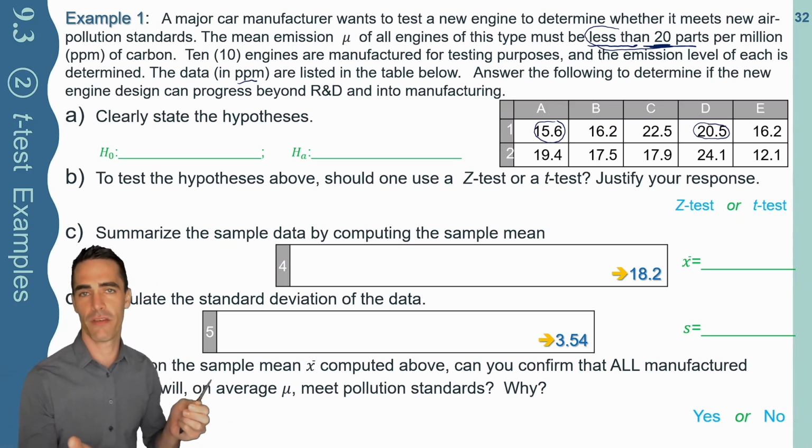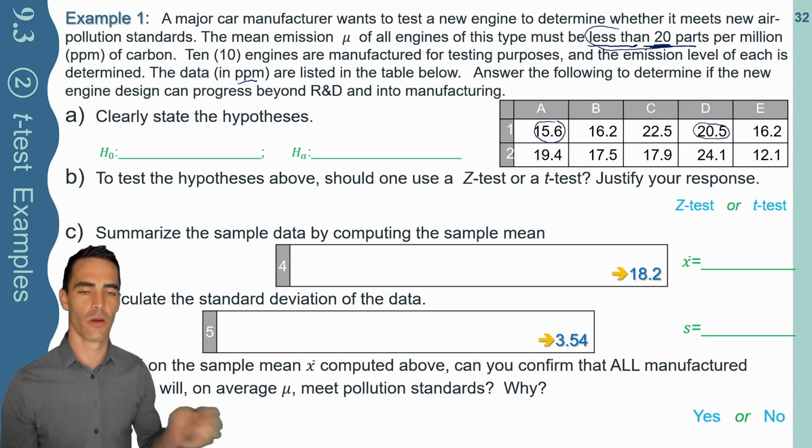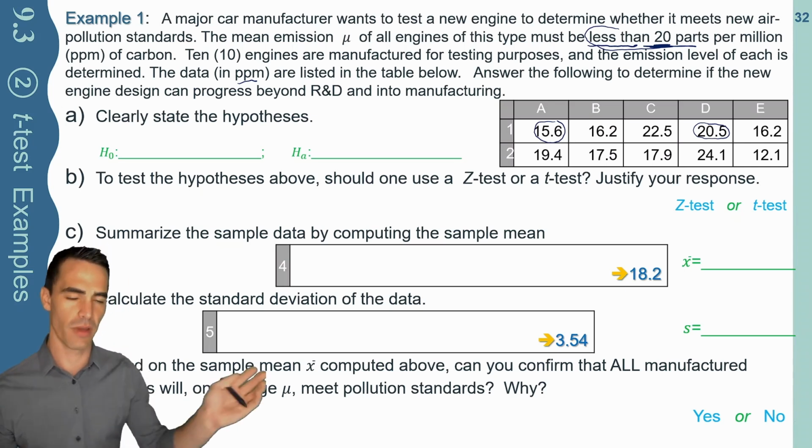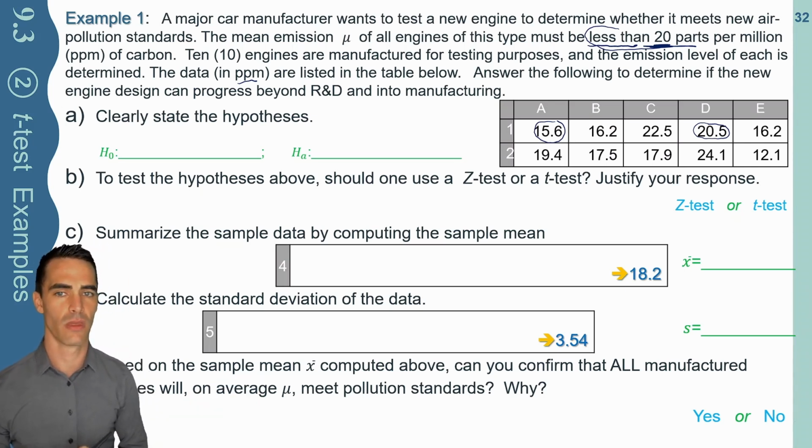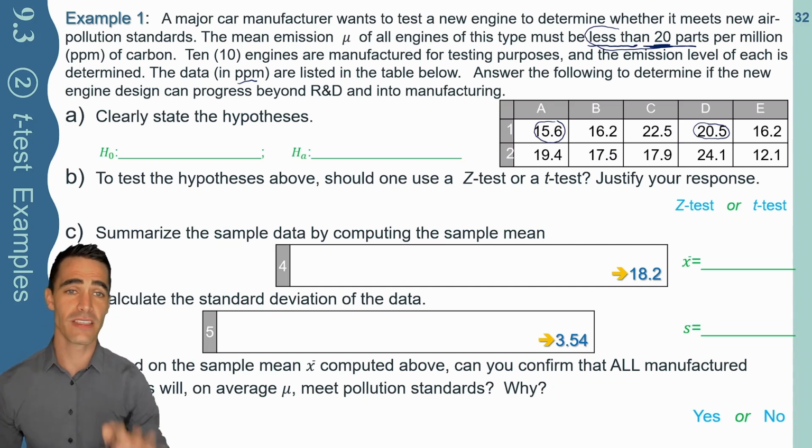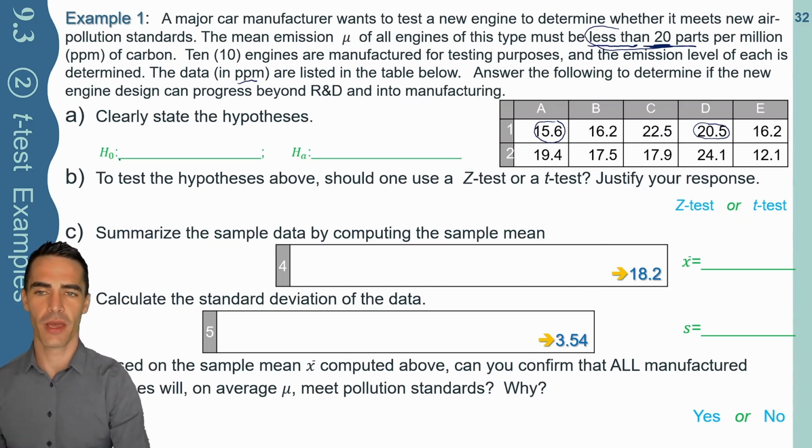And then if there's a couple that fail, then maybe we can pull those back, or we can simply hold them and clean them up and then try to put them out again. So we're looking at an average. Let's see if we can push these engines into manufacturing.